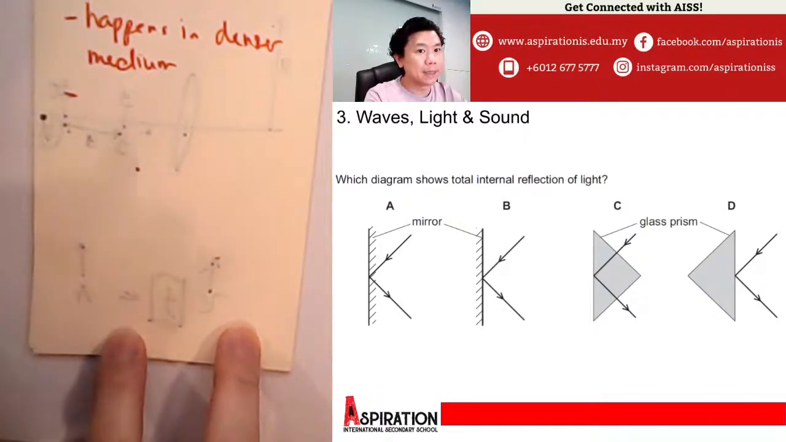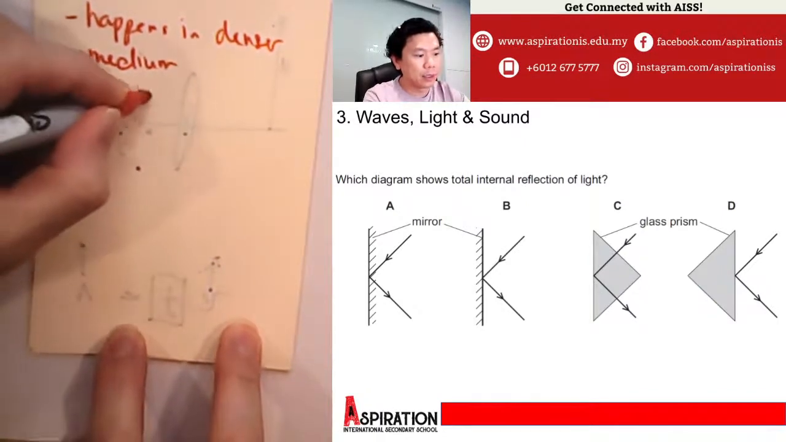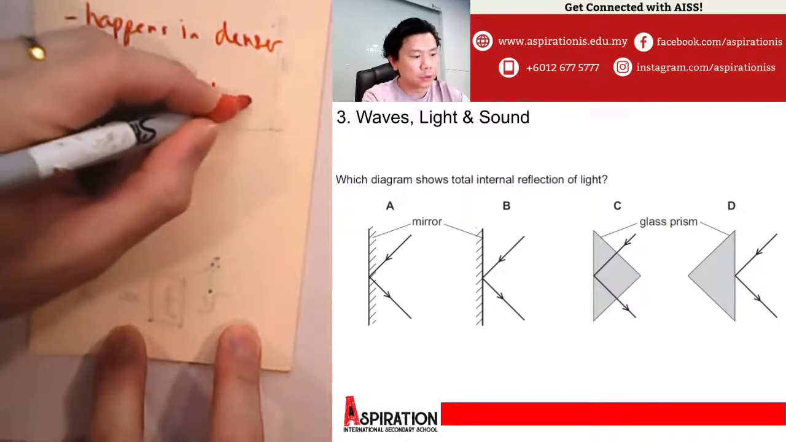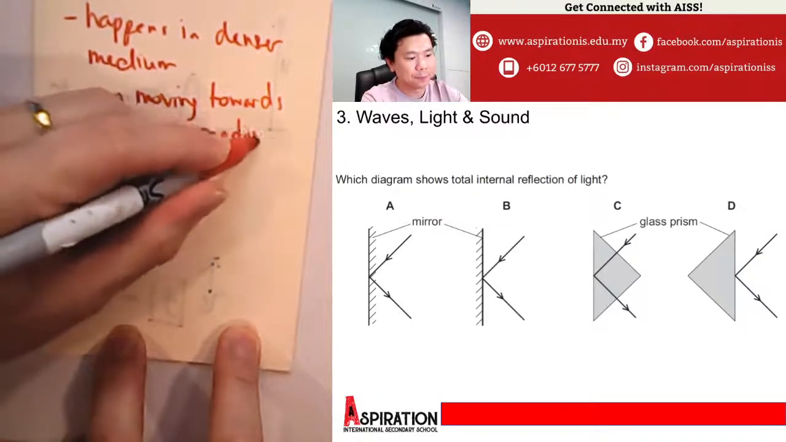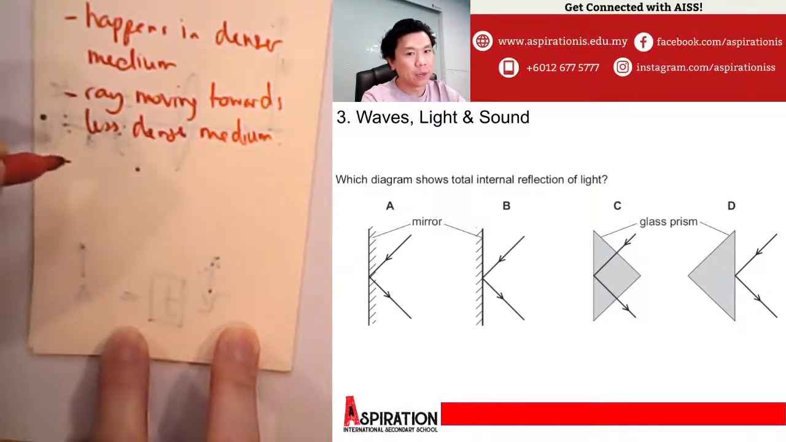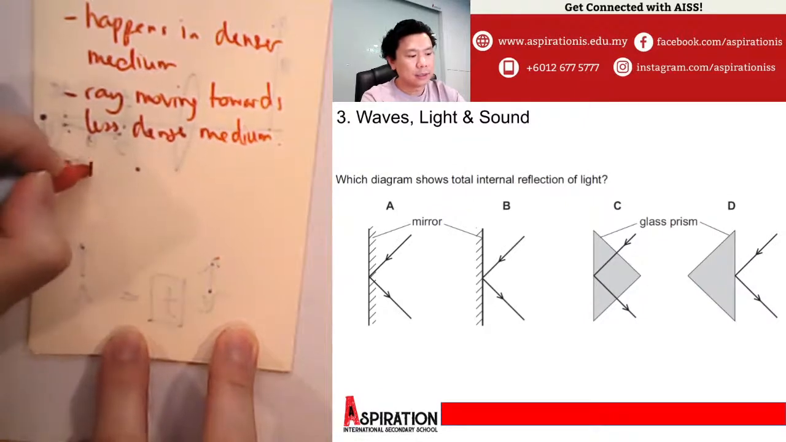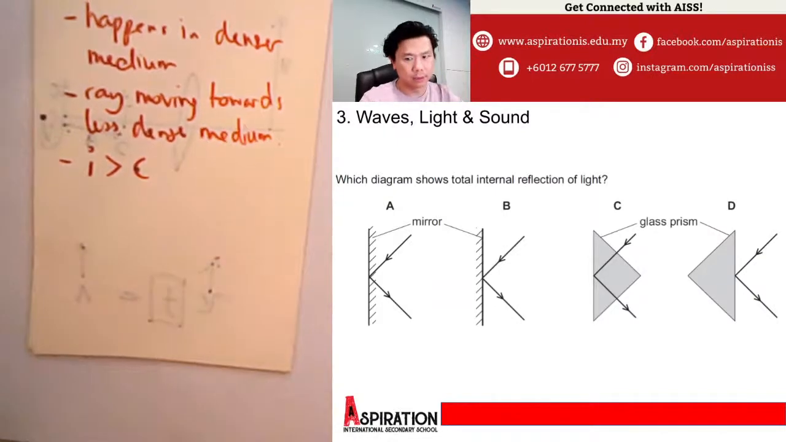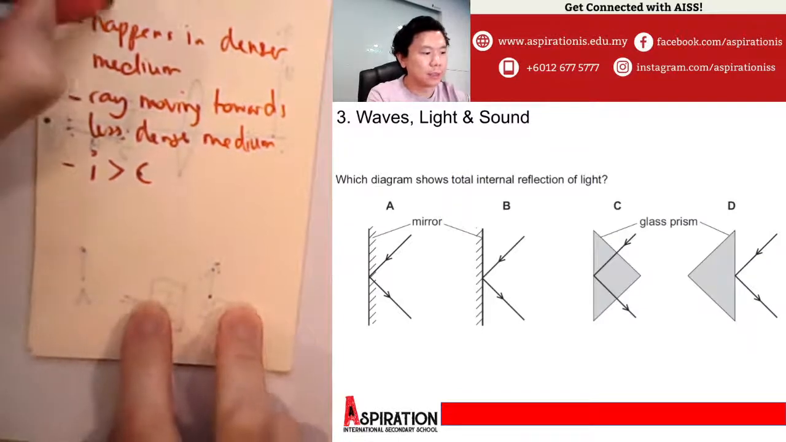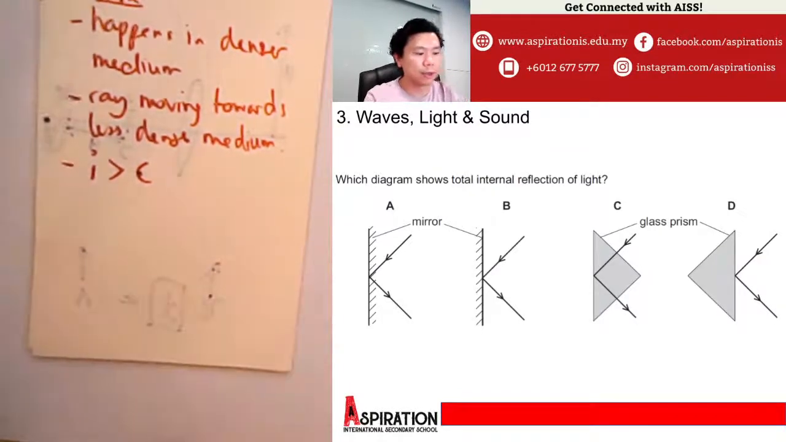So it happens in the denser medium, and it happens when the ray is moving towards the less dense medium, and it happens when the incident angle is greater than the critical angle. So I hope you know that this is the explanation for total internal reflection. It happens in the denser medium, and that is why the answer is C. Well done.